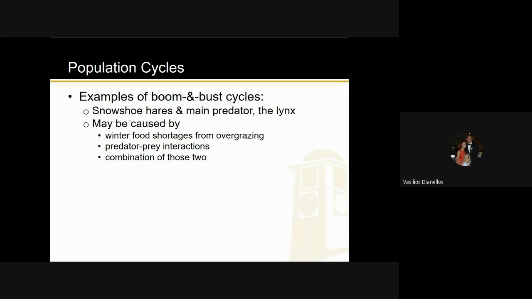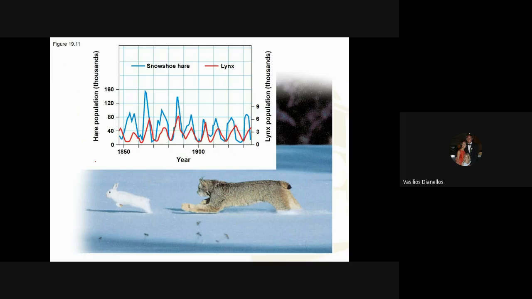One cycle that your book talks about is called the boom and bust cycle, and you need to know that for the exam. The example your book gives is the snowshoe hare and its main predator, the lynx. Their boom and bust cycles may be caused by winter food shortages from overgrazing, predator-prey interactions, or a combination of those two. I'll just show you the graph before I ask if you have any questions.